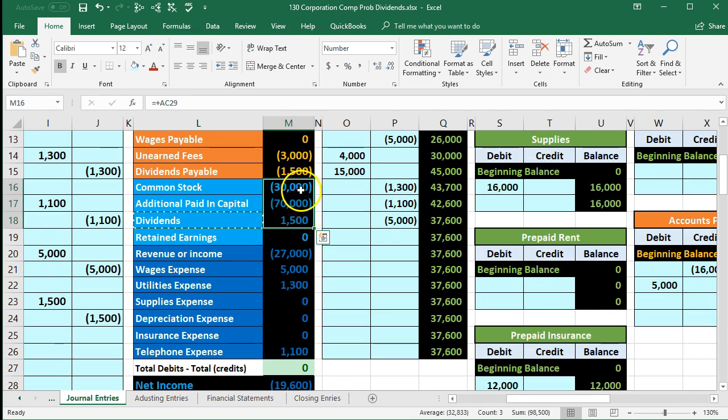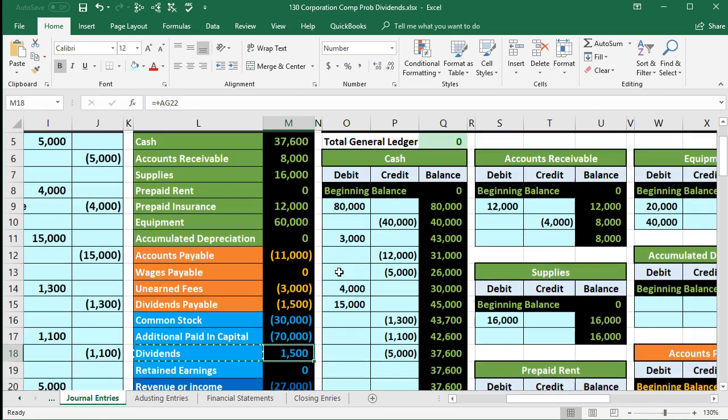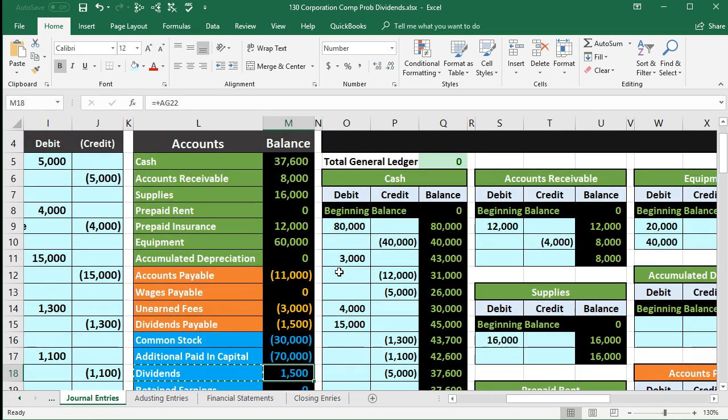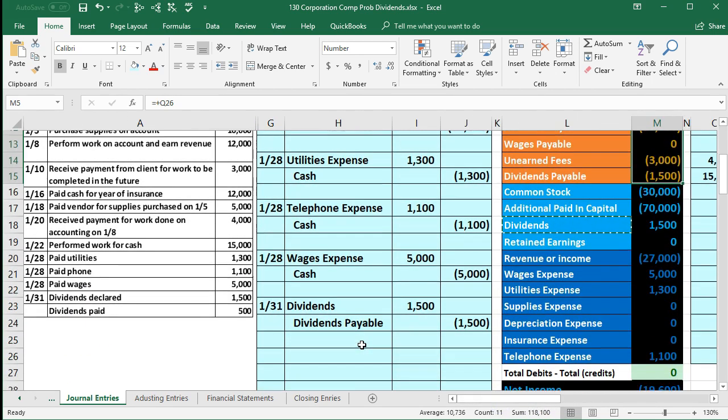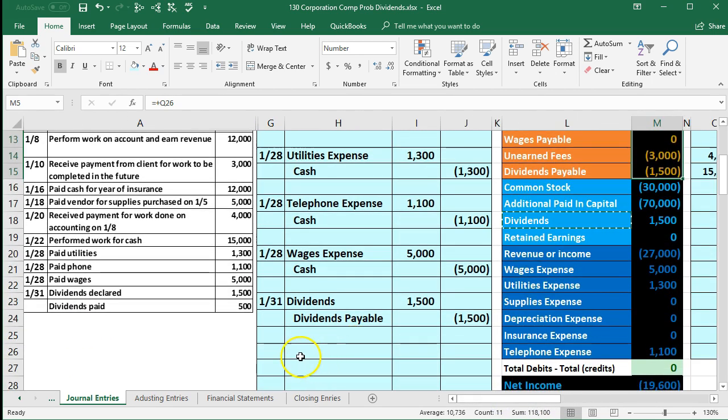Remember that equity represents what is owed to the owner, 118,100. It went down because we declared that we're going to pay out some of it to the owner. Therefore, what is owed to the owner goes down, or assets minus liabilities went down. Now we're just going to go ahead and pay it at the same date just so we can see the full dividend process at the same time.